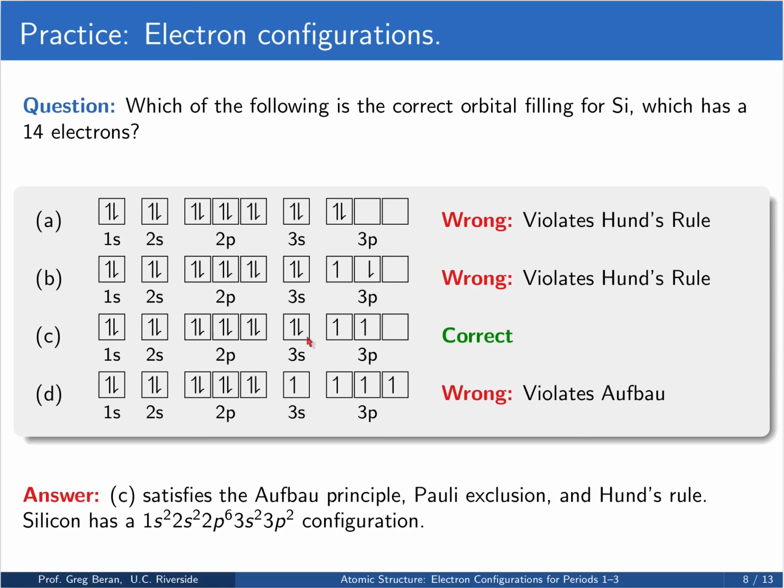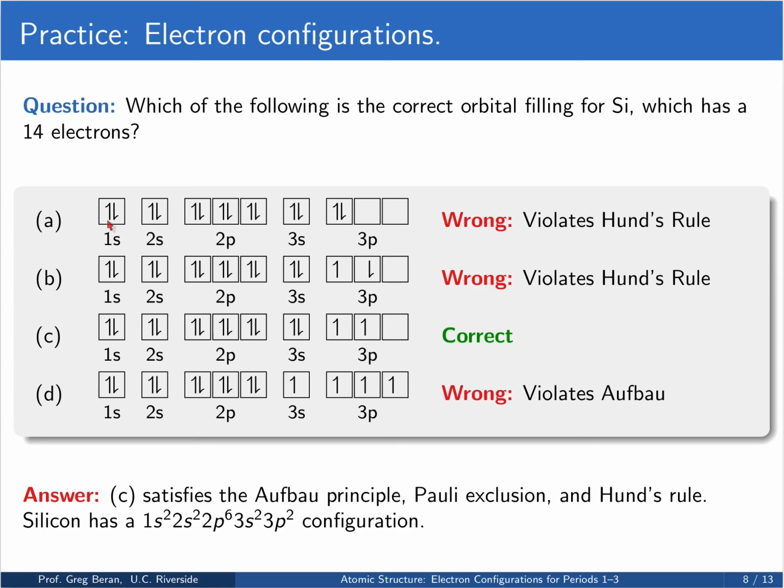According to Hund's rules, we want to spread those 2 electrons out across 2 different p orbitals, and we want to give them parallel spins. So the correct answer is C, and silicon has a 1s2, 2s2, 2p6, 3s2, 3p2 configuration.